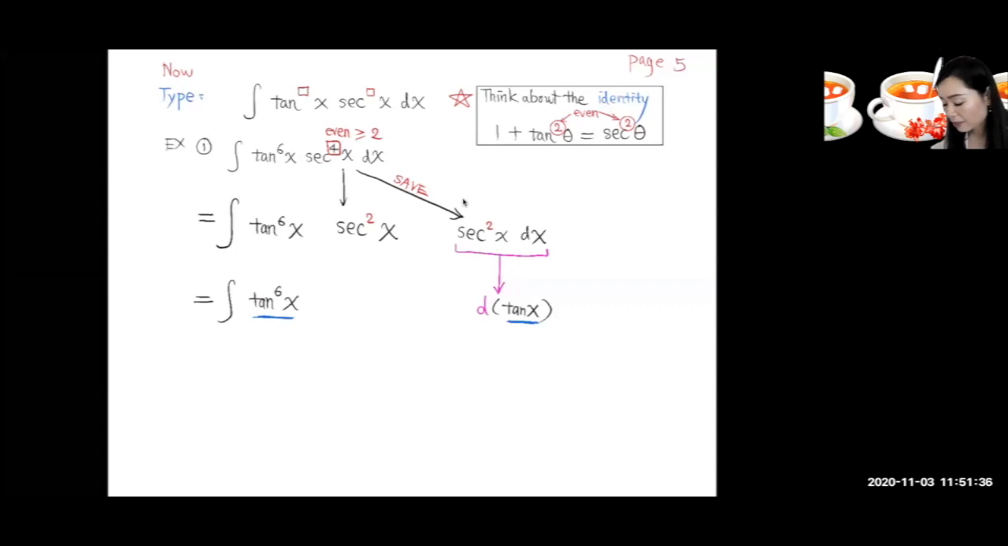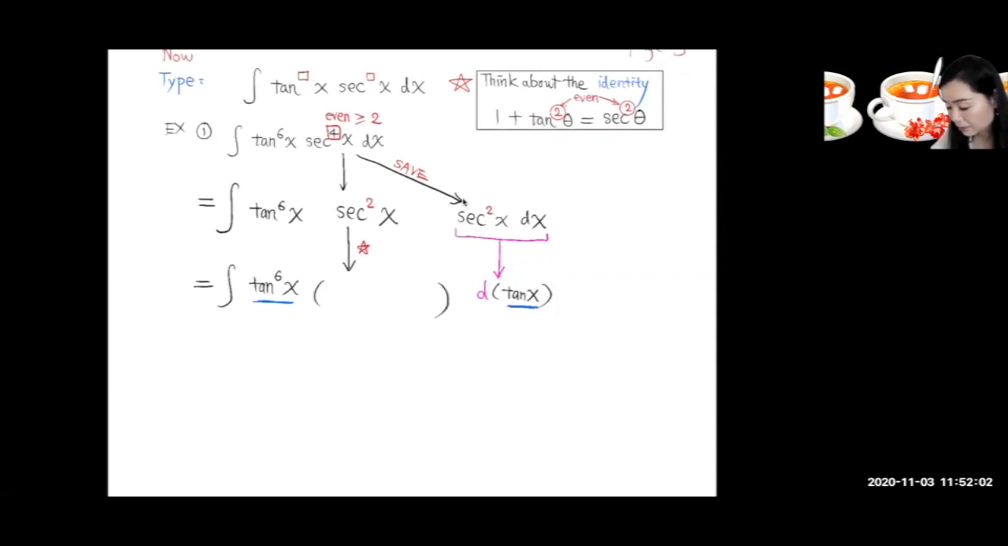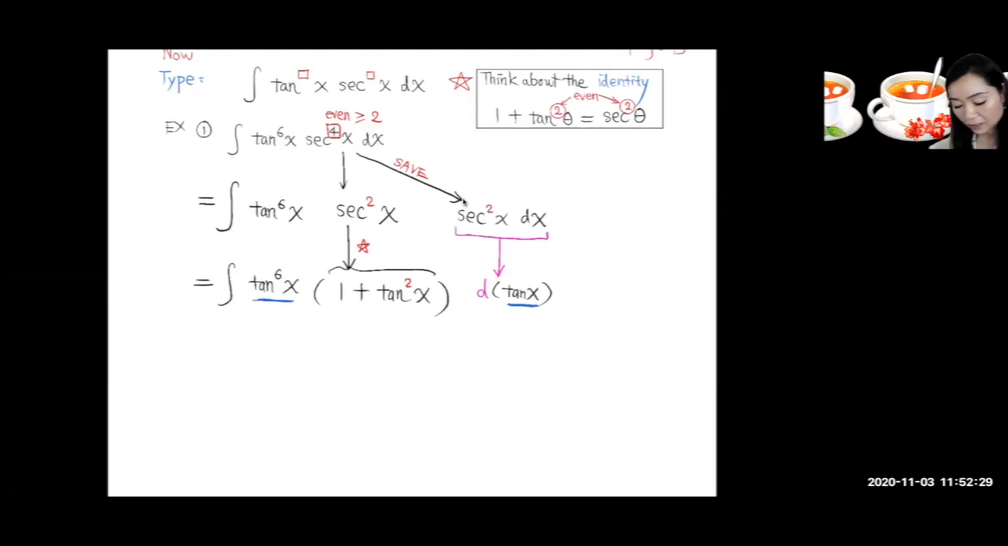What about this one here? You want to express this in terms of tangent, right? So think about this identity. Let's label that identity as a star, and use the star over there. So this becomes what? Secant squared is 1 plus tangent squared. So you express that in terms of this. Is it good? Now you see all of them are in terms of tangent x.